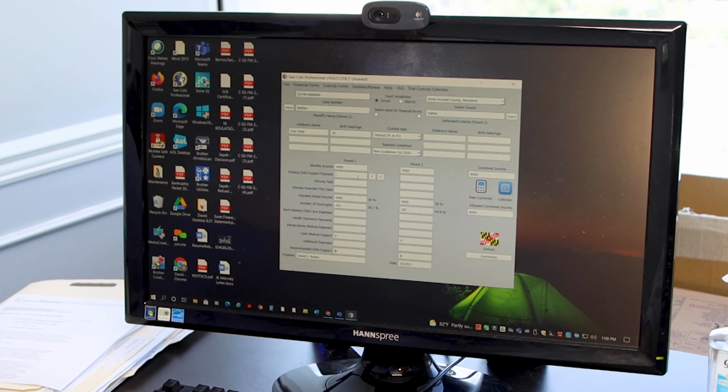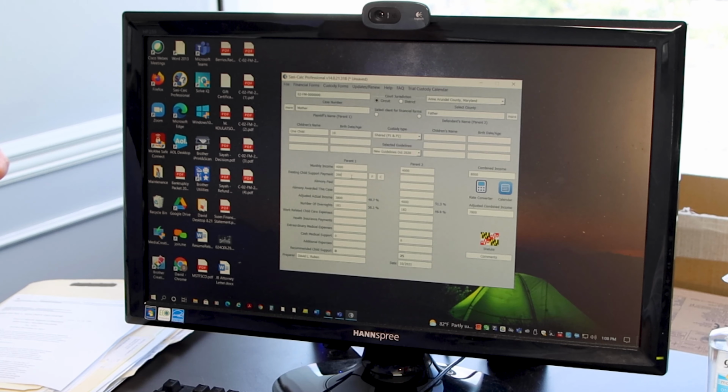So let's say mom has a child from a previous marriage, and that child is living with that father, and she's paying $200 a month in child support already pursuant to a court order. We would put that number in there. That's where that goes. Usually that's not the case.